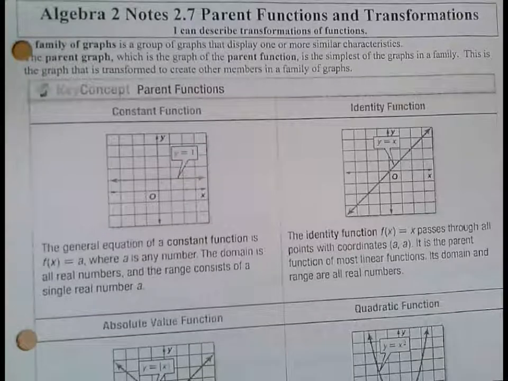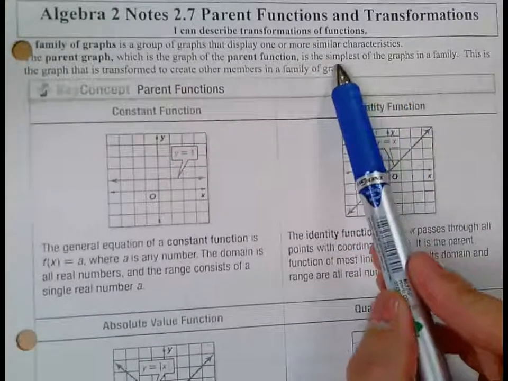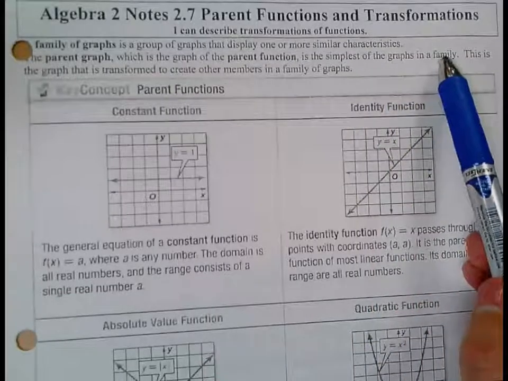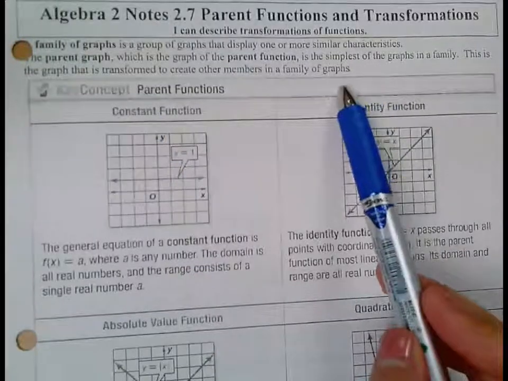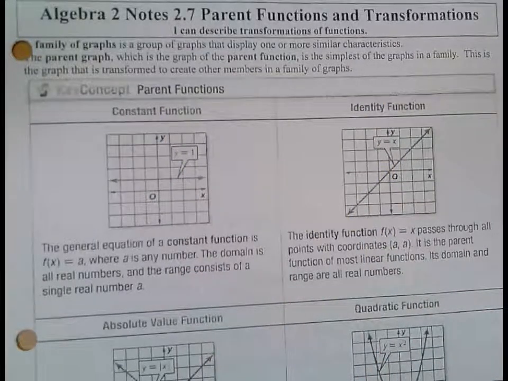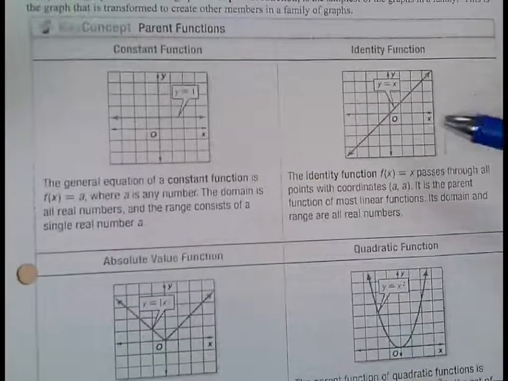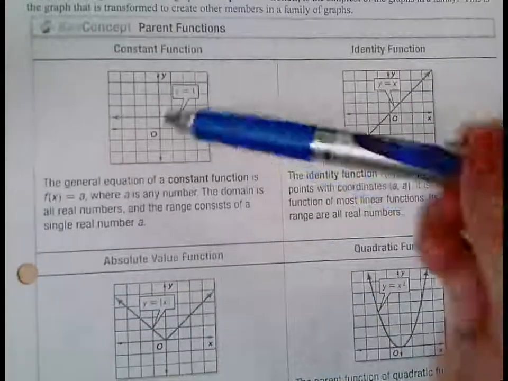So graphs, we have a parent graph. It's the graph of the parent function. It is the simplest of the graphs in a family. So this is the graph that's transformed to create all of the other members in a family. So just having that analogy with what you know to be a family outside of graphing. So these are 4 types of parent functions we're talking about. Really, we're focusing on the last 3.